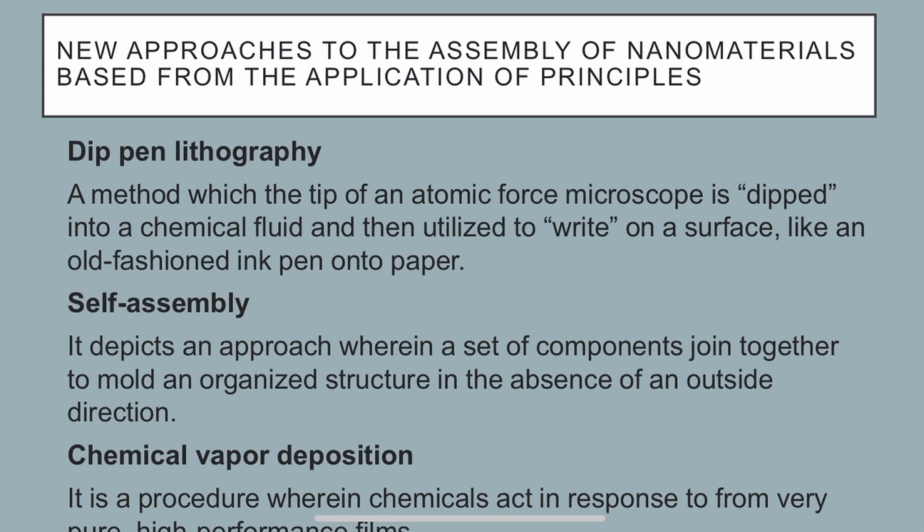So, next is chemical vapor deposition. It is a procedure wherein chemicals act in response to form a very pure high-performance film. Itong chemical vapor deposition, it is a process whereby a solid material is deposited from a vapor by a chemical reaction occurring on or in the vicinity of a normally heated substrate surface. So, for example dito, yung powder or yung single crystal, gagawin mo ito or magiging solid material. So, from powder into solid material.